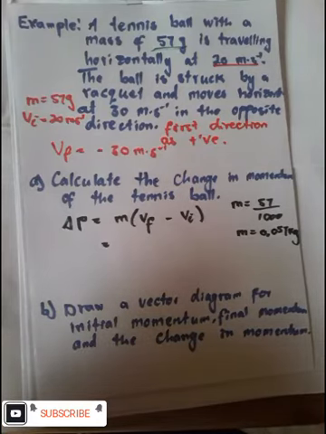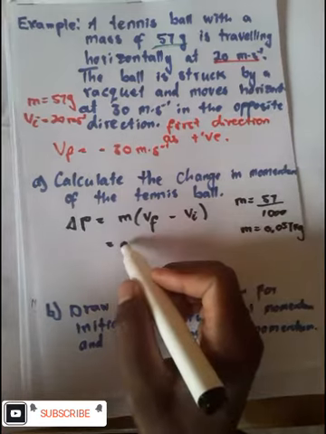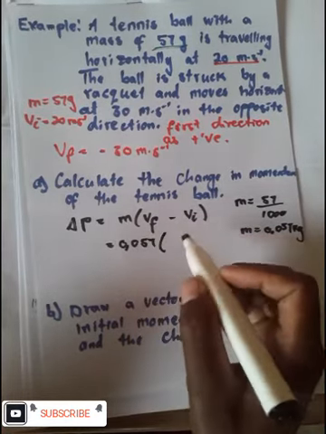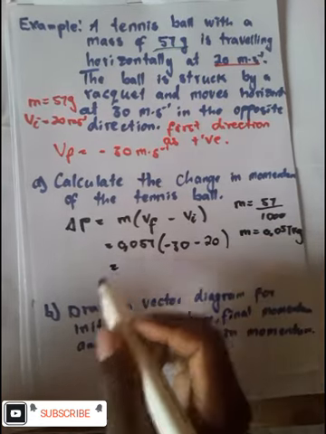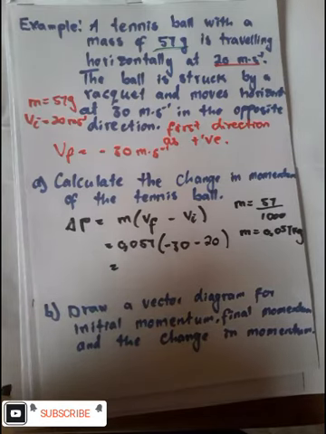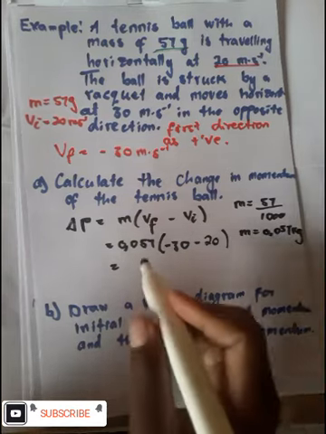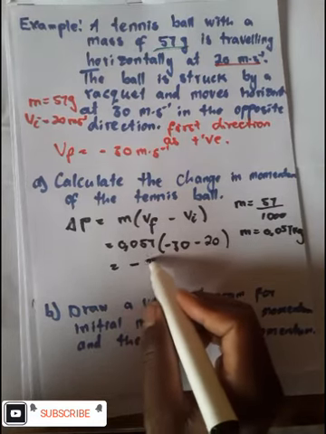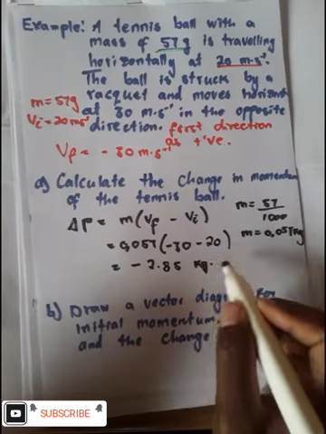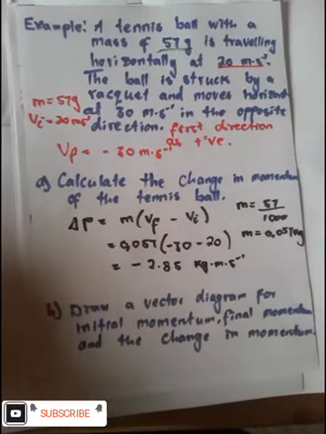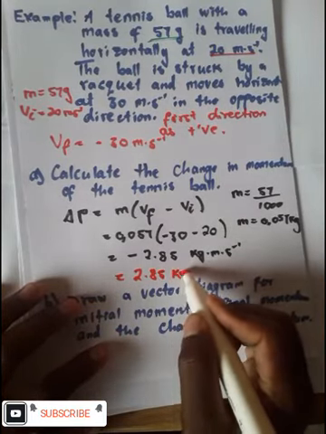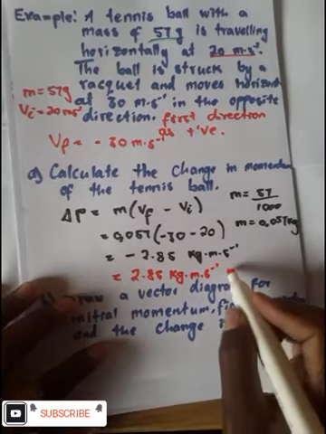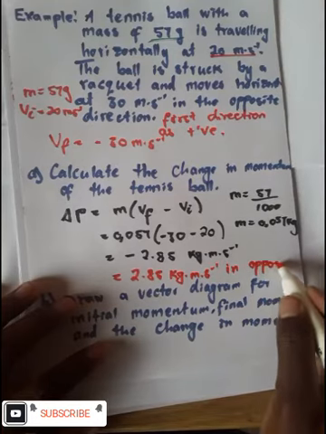If that is your mass, then you just substitute: 0.057, and then velocity final is minus 30, velocity initial is 20. Then you're going to get a negative answer, 0.057 times minus 30 minus 20. So the change in momentum of the object is minus 2.85 kg meter per second. Therefore we can conclude that the change in momentum of that object is 2.85 kg meter per second in the opposite direction, as they said, opposite direction.